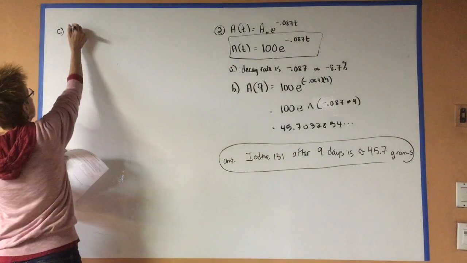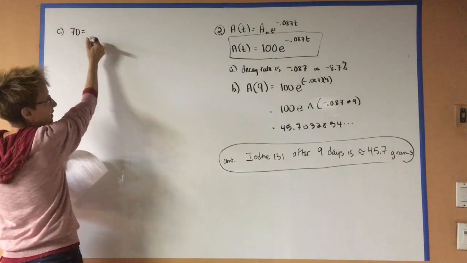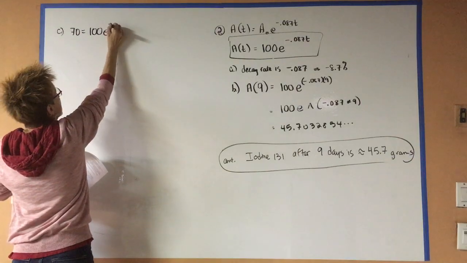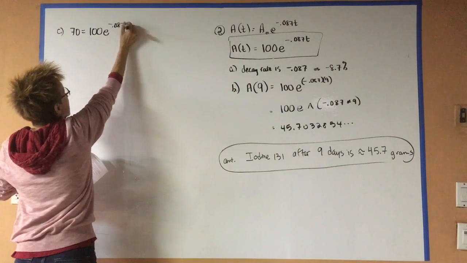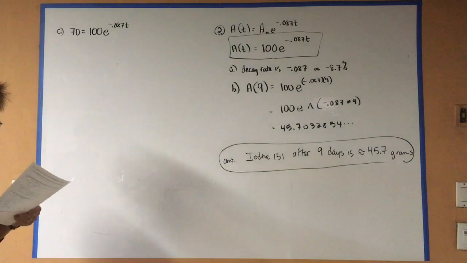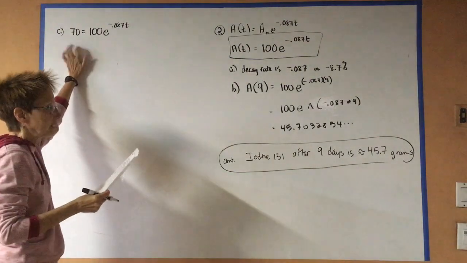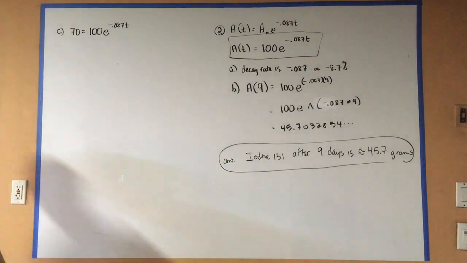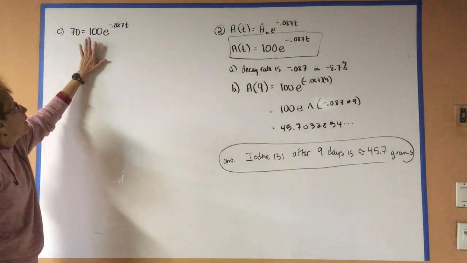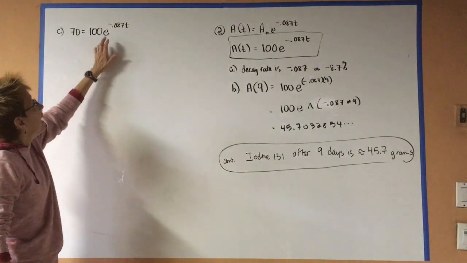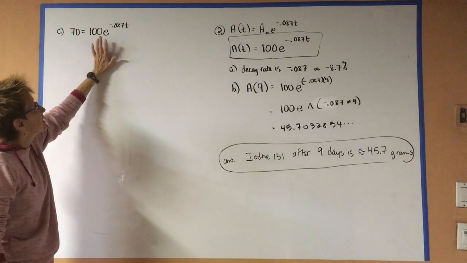So in other words, my future value, I want to be 70 equals 100 e to the negative 0.087 t. I don't know how long, that's what I'm trying to figure out. How many days will there only be 70 left? Again, this is exponential. The unknown is in the exponent. I want to try and create same bases. The base here is e.